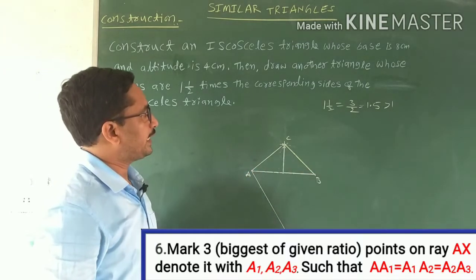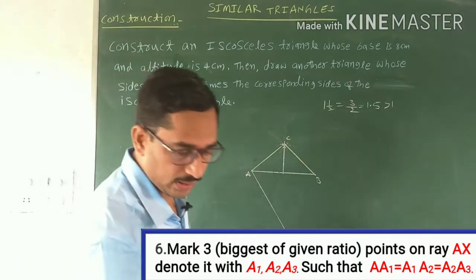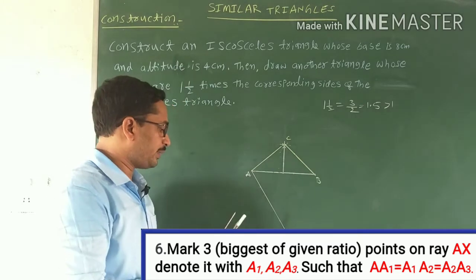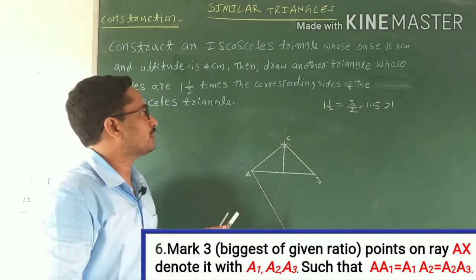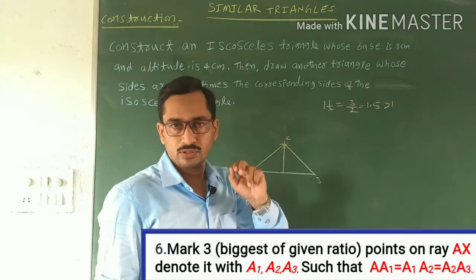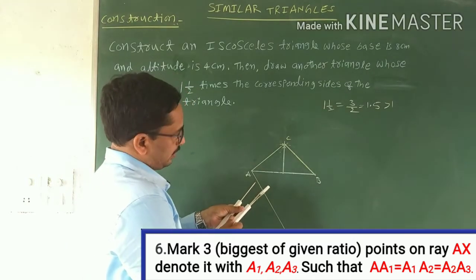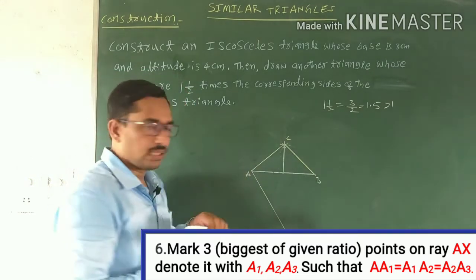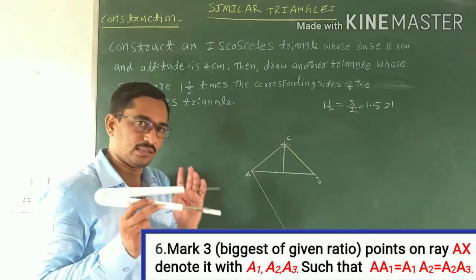Now next we have to locate 3 points on the ray AX. See how to locate 3 points on the ray AX. Why am I taking 3 points? We already discussed in the previous videos. Take the biggest number in the given ratio 3, 2. The biggest number is 3. So we have to locate the 3 points by taking the compass. Draw 3 arcs, first starting with the center A. Here also no need to measure the length of the arc.